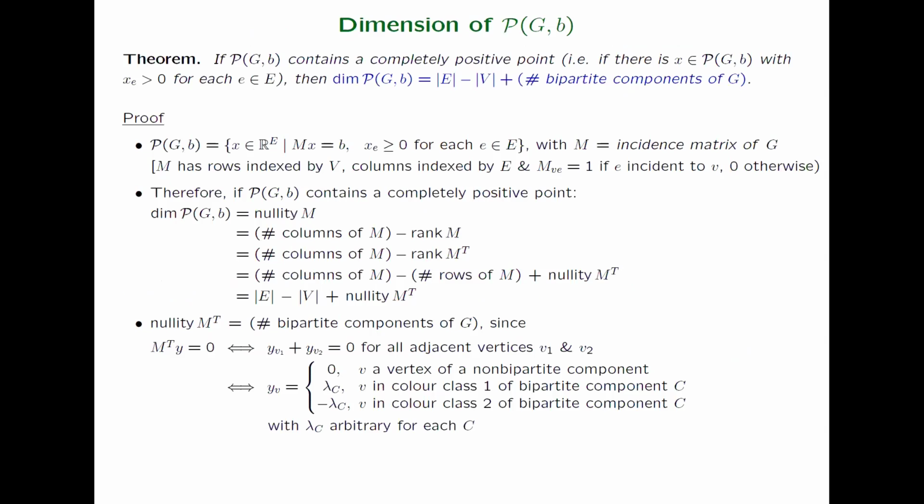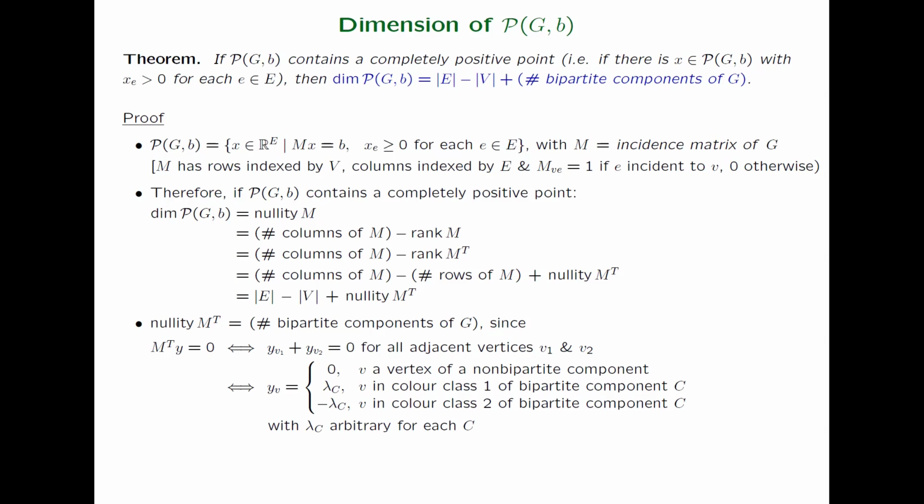So the dimension is the main aspect we're interested in. And in fact, the general result is that the dimension of the entire polytope here, if it contains a completely positive point, is the number of edges minus the number of vertices plus the number of bipartite components. Previously, we didn't have to worry about components being bipartite or not because we just had bipartite graphs.